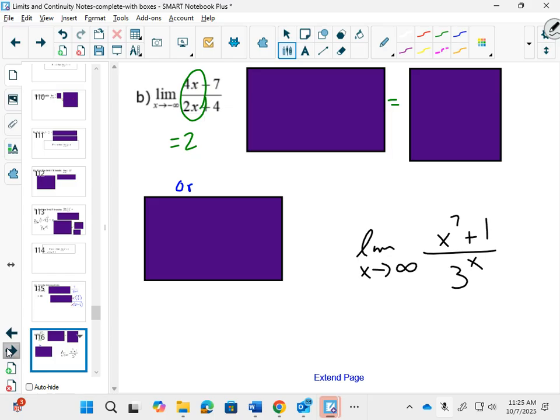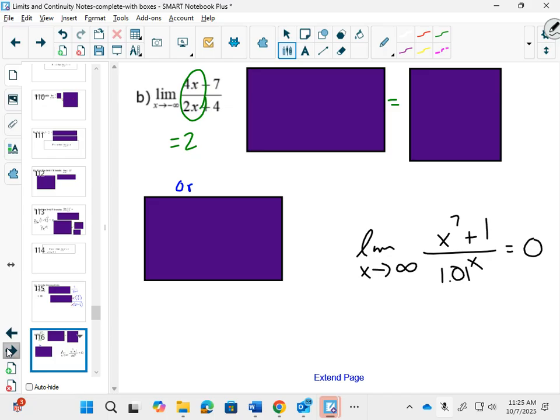So if you're unsure, you could plug in 10. 10 to the 7 plus 1 divided by 3 to the 10. Then you could plug in 100. 100 to the 7 plus 1 divided by 3 to the 100. Which one gets bigger faster? The bottom. So without doing any kind of real math, the bottom is more powerful. Even if this was a 1.01, which is really close to 1, as x gets really, really big, the bottom will eventually overpower the top.